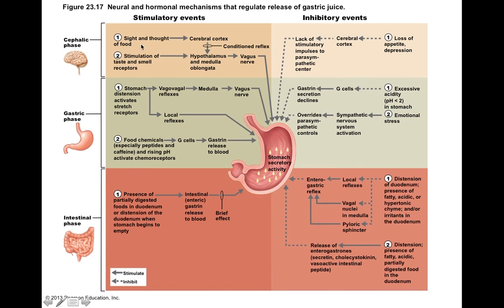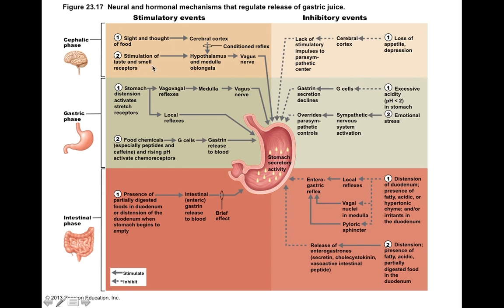So the sight and thought of food causes your cerebral cortex, through a conditioned reflex, to act on your hypothalamus and medulla oblongata to mediate excitatory input through what's called the vagus nerve. Remember cranial nerve number 10? It goes down your neck, down towards your thoracic and abdominal viscera. Your vagus nerve is under unconscious control, but through conditioning, you can stimulate the vagus nerve, right?